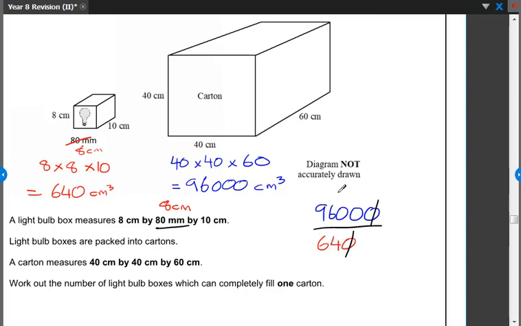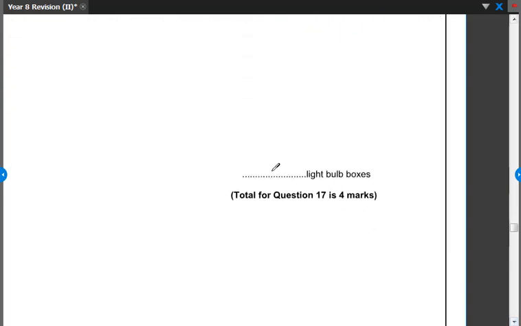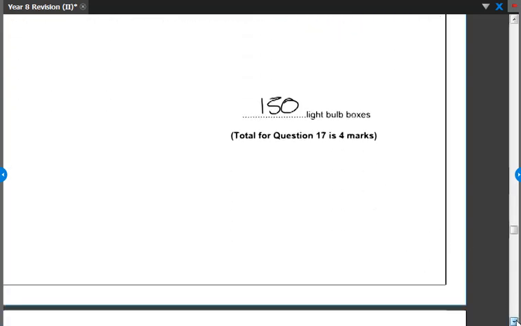If you didn't know that, you could divide by whatever, 4, 8. Well, I'm going to divide by 32 because I know it goes into that twice and into that 3 times. So I have 300 on the top and only 2 on the bottom, and that equals 150. All right, so that's it. 150 light bulb boxes fit into a carton.